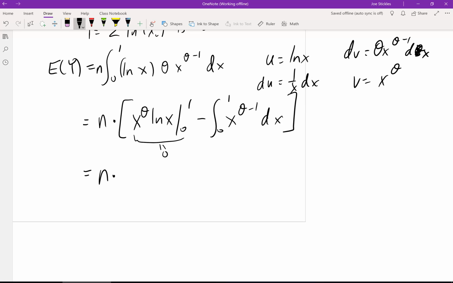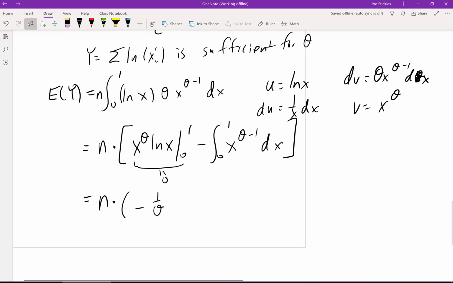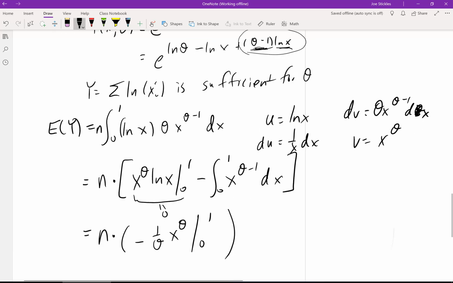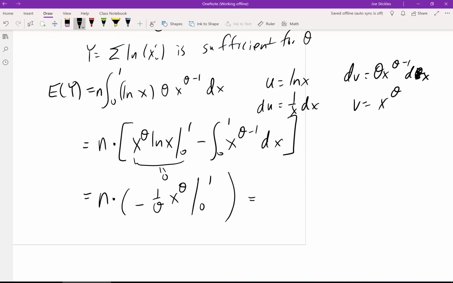We can do this antiderivative pretty easily. This is going to be minus 1 over theta x to the theta evaluated from 0 to 1. So we get, in this case, negative n over theta for the expected value of y.